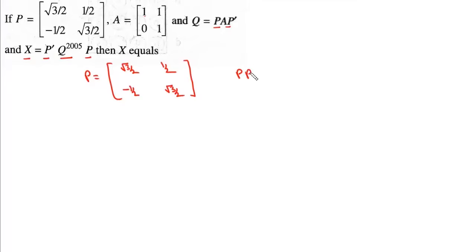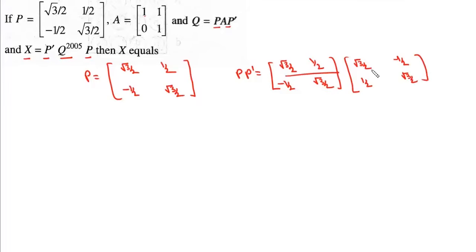Now what we'll do is we'll first find P into P dash. It will be root 3 by 2, 1 by 2, minus 1 by 2, root 3 by 2, into root 3 by 2, 1 by 2, minus 1 by 2 and root 3 by 2. Now we multiply them, we'll get 1, 0, 0 and 1. So basically P into P dash is I. So P is an orthogonal matrix.